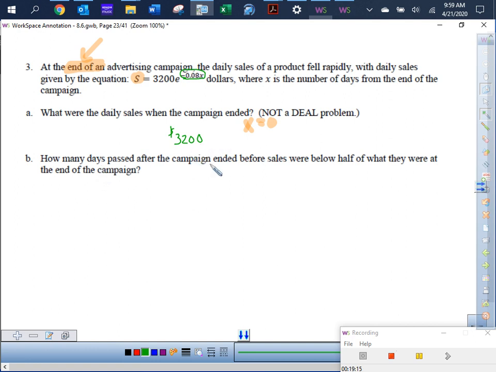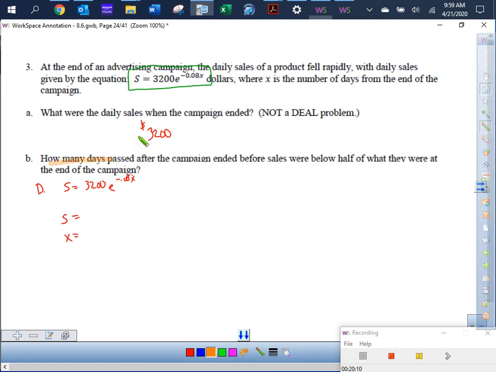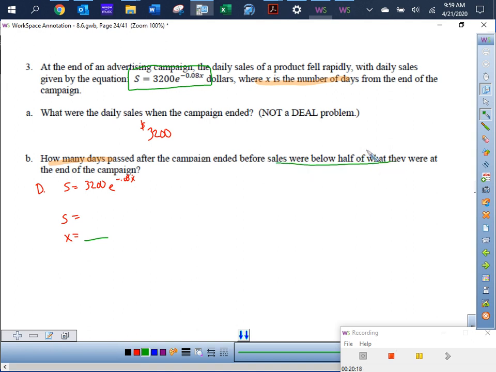So how many days have passed after the campaign and before the sales were below half? So let's deal this one. To deal it, we start with the equation. They gave that to us, so nice. We'll define our equation and the variables involved with it. There's only two variables, an x and an s. How many days? Well, that's x. X is the number of days, so x is what we don't know. That means we should know s. They say the sales should be below half. We're going to actually set it equal to half and approach the problem that way. So if they had $3,200 worth of sales this day, then half of that is $1,600.